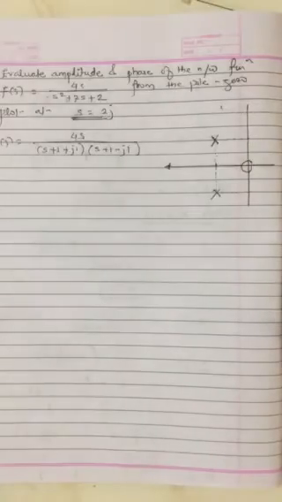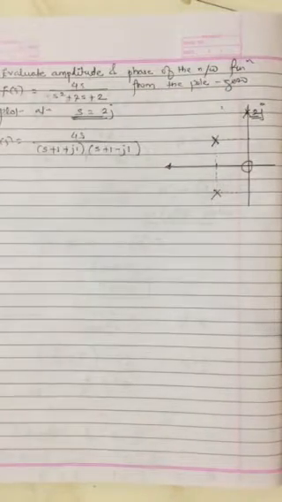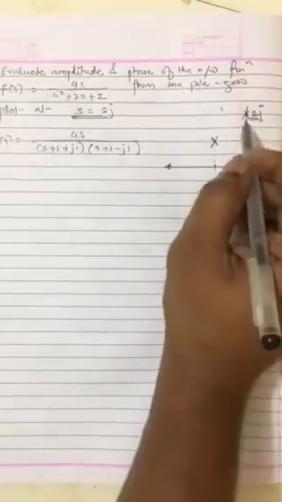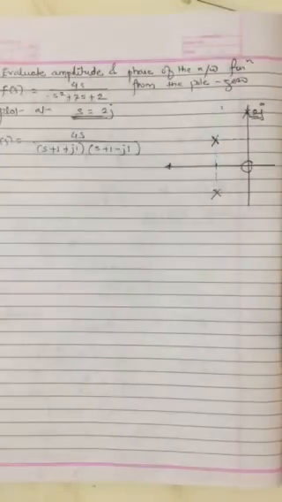Now try to understand, here we have one new concept. We have to evaluate the amplitude and phase of the network function. For this function, we have to find the amplitude and phase at s equal to 2j. This is another point given, and they have asked us to find the amplitude and phase at this particular point, s equal to 2j. So now how to solve it?